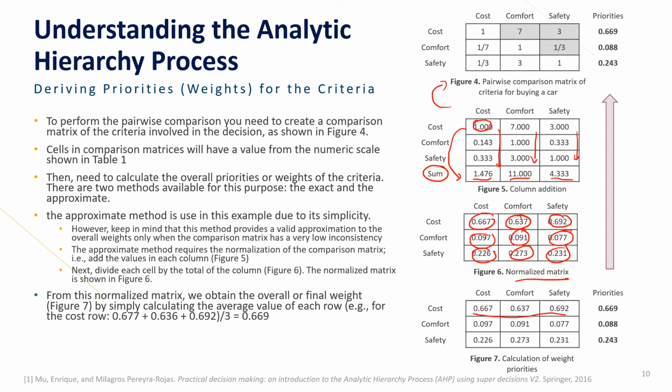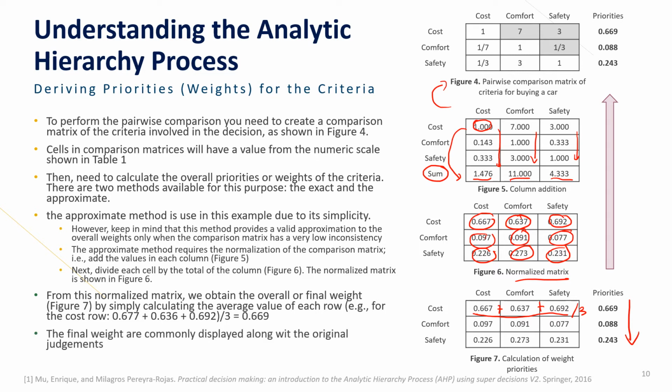The last step to generate the priority weight is based on the normalized matrix here. You find the average. It means that this comfort normalized value plus cost normalized value plus safety normalized value is divided by 3. Then you get the average, right? So this will be used as the priority weights of each criteria.